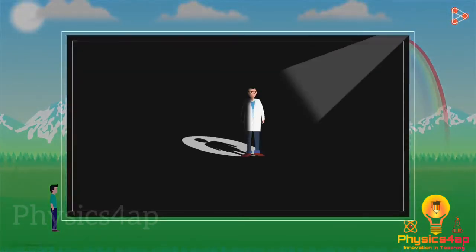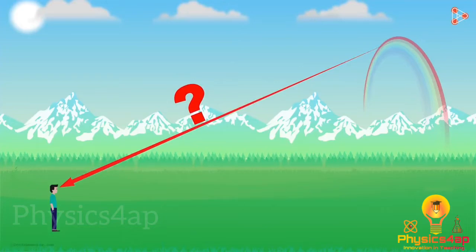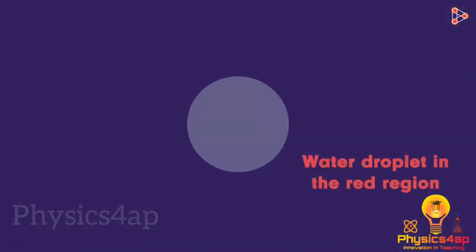Just as light comes to us and we see objects, in the same way the light coming from the rainbow comes near to us and we see it. So all the colors appear to us. But how do these colors appear to us? So let us see here.